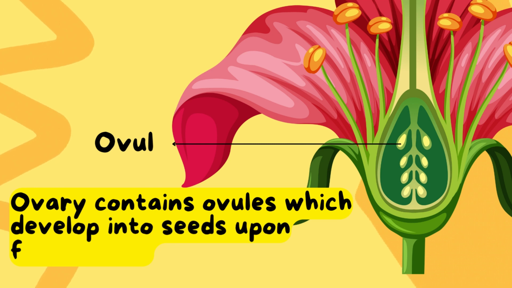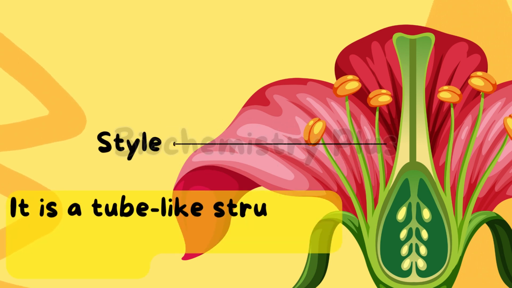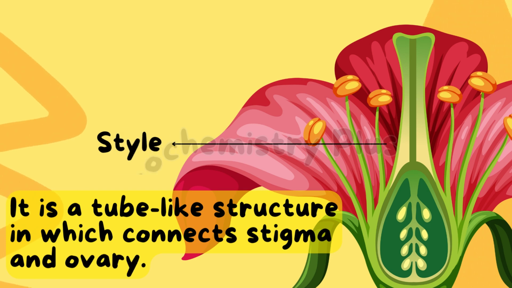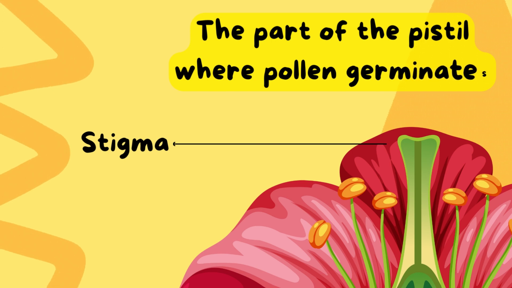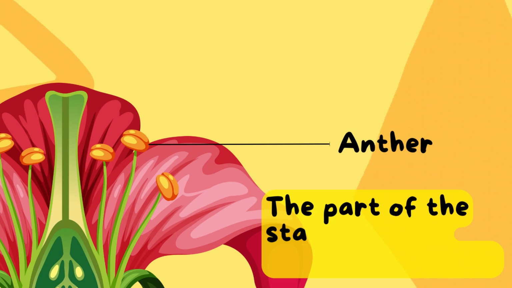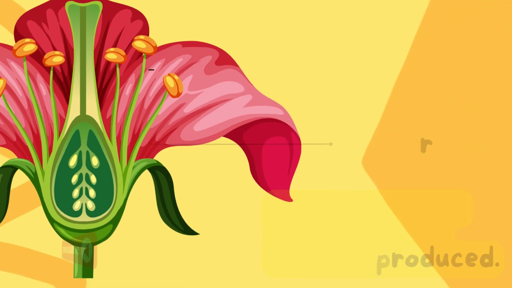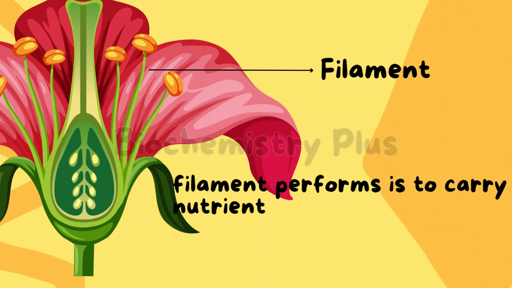Third is the style. It is a tube-like structure which connects the stigma and ovary. Stigma, the part of the pistil where pollen germinates. Anther, the part of a stamen where pollen is produced. Filaments, their function is to carry nutrients to an anther for development of the anther and pollen grains.